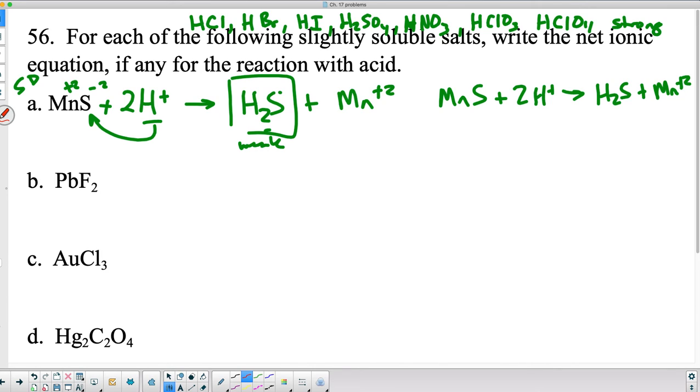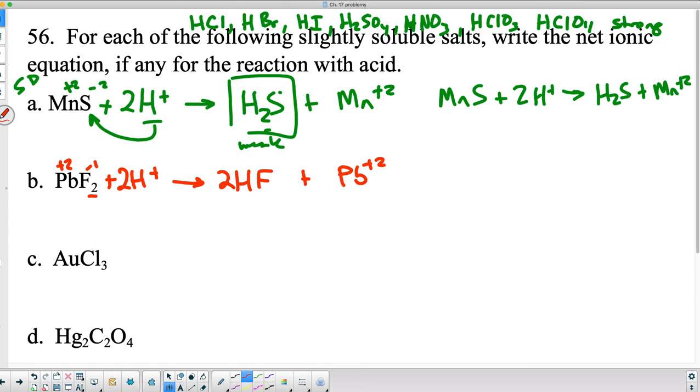Try the next one. I'm going to do H+ here. On the other side, I do exactly the same thing. The H goes with the F, not the Pb, because that would be weird. Looks like the Pb is a +2 because F is always a -1. So that means that's a +2 like that. Notice that I have 2 F's though, which means I need 2 HFs. So I have 2 H's and 2 HFs like that. And this would also work, and this is the net ionic equation.